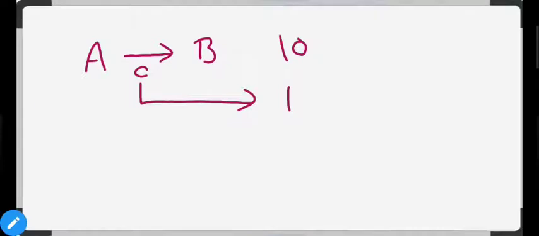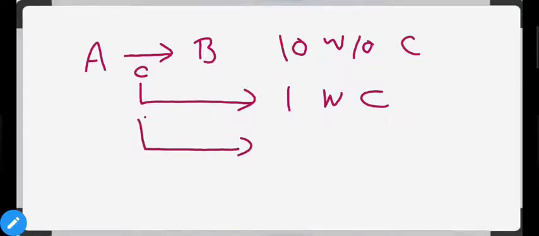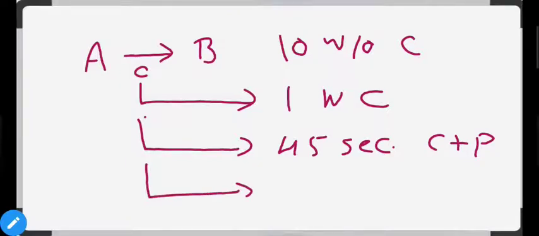That means this is without catalyst and 1 minute is with catalyst. Now the same reaction with catalyst plus promoter will take less than 1 minute. Let us say the reaction will complete in 45 seconds. With catalyst and poison, catalytic poison, this reaction will take longer than 1 minute. Let us say it takes 5 minutes when we have catalyst plus poison.